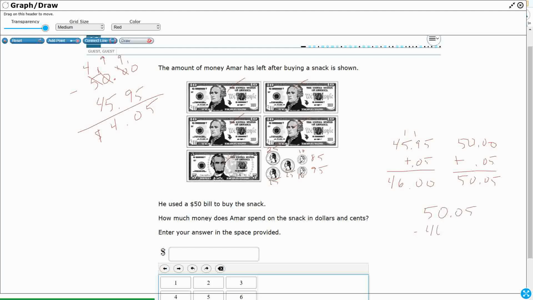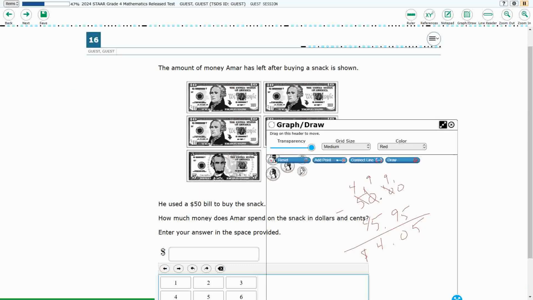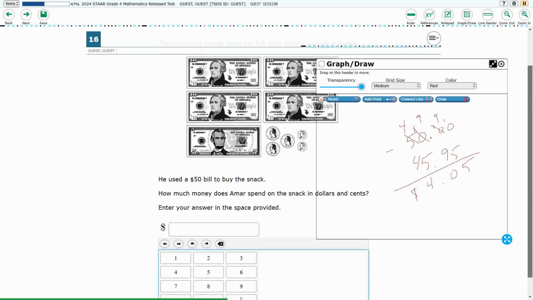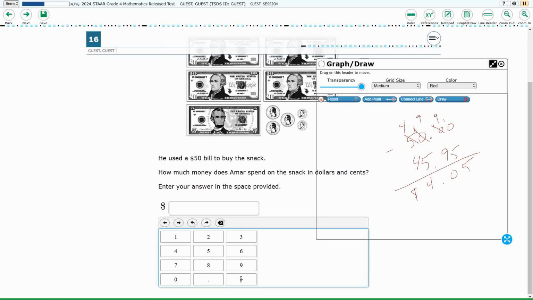50.05 minus 46. Look at that. No regrouping. Sometimes you can just add something to both. There's a little regrouping there, but I think we get that. Add a little something to both to make it a much easier problem. So 405 is the answer either way. Now we've got to use our calculator here. So the dollars is already included there, so 4.05. All right, so that's our answer.